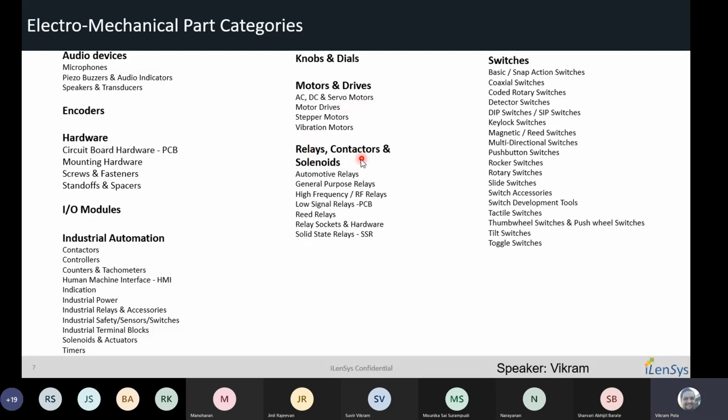And the switches, these are widely used in a typical application where you'll see many automotive relays, general purpose relays, high frequency RF relays, low signal relays, reed relays, relay sockets and hardware, and then you have the solid state relays too. And then moving on to the switches. So these are all the various kinds of switches that you can locate in the products. So these are some of the part categories where you'll find electromechanical parts in a given product bill of materials.